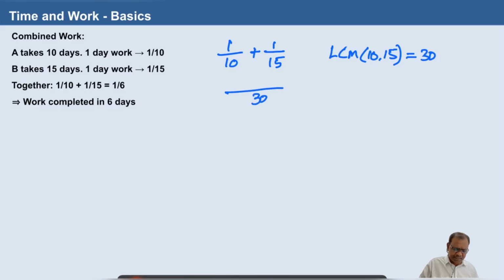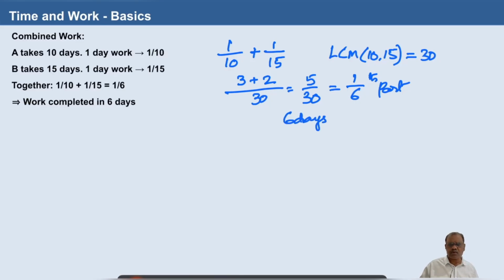30 is divisible by 10 3 times, and 30 is divisible by 15 2 times. So 5 by 30, which on simplification is 1 by 6. So A and B together can do 1 by 6th part of the work in a day. So they can do the total work in 6 days. Reciprocate the fraction of work done in 1 day, that gives the number of days they take to complete the total work. So this is by using the fractions.